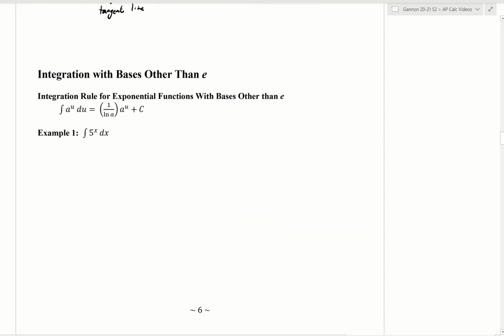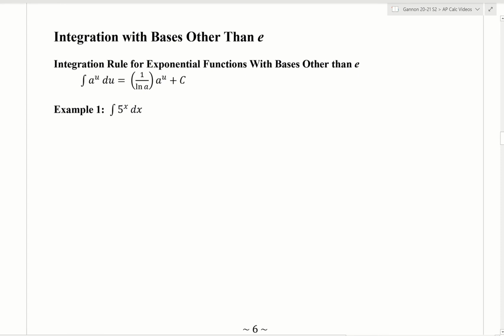All right, let's look at integration now with bases other than e. So the first video mainly focused on integrals of functions that had base e. The integration rule for exponential functions with bases other than e says the integral of a to the u du is equal to 1 over the natural log of the base times the function plus c. So 1 over natural log of the base times the function plus c.